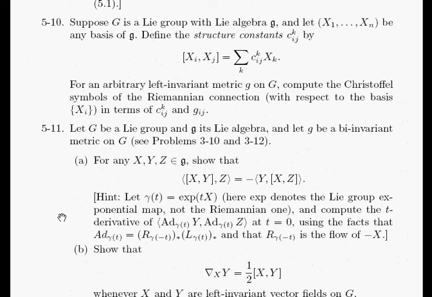Suppose G is a Lie group with Lie algebra 𝔤. Let X1, ..., Xn be any basis of 𝔤. Define the structure constants C_ij^k by [Xi, Xj] equals the sum over k of C_ij^k Xk, for an arbitrary left invariant metric g on G. Compute the Christoffel symbols of the Riemannian connection with respect to the basis Xi in terms of C_ij^k and g_ij. This I have done.